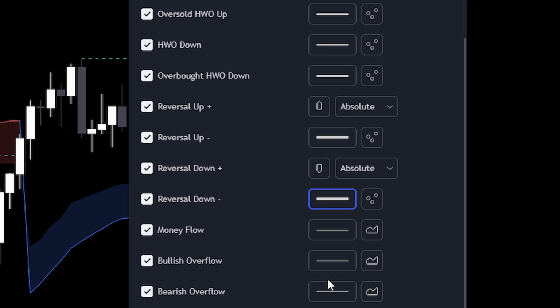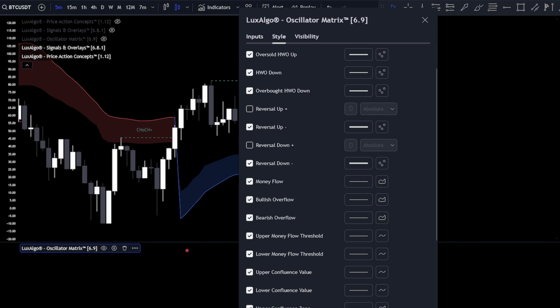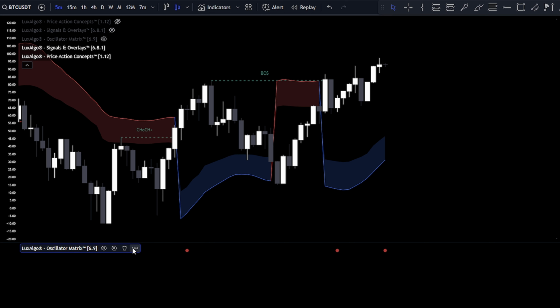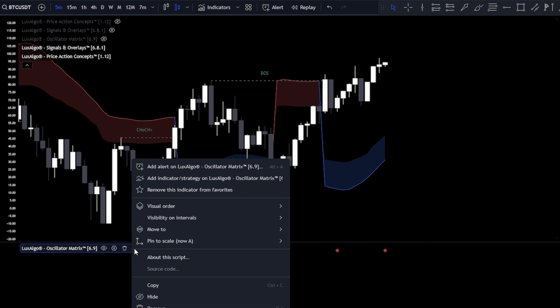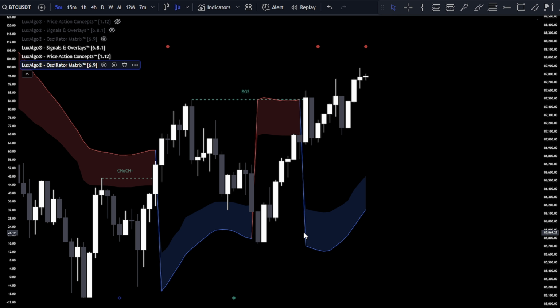Lastly, disable the Reversal Up Plus and Reversal Down Plus. Once that's done, click OK. Now, on the right side of the indicator name, you'll see 3 dots. Click there, select Move To, and choose Existing Pane above. This moves the reversal signals directly onto our main chart, so we won't need to check a separate panel below.